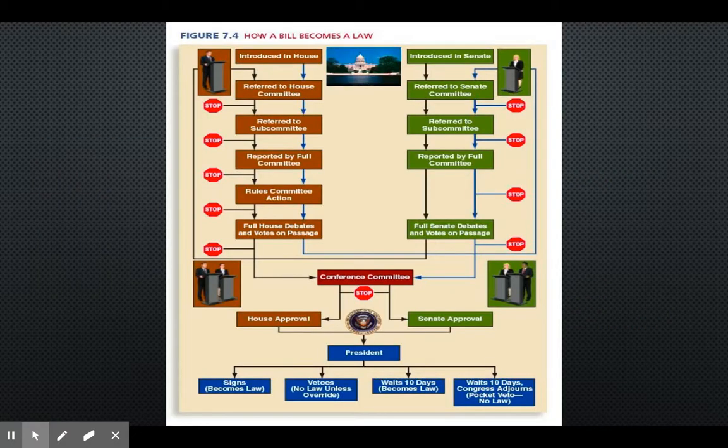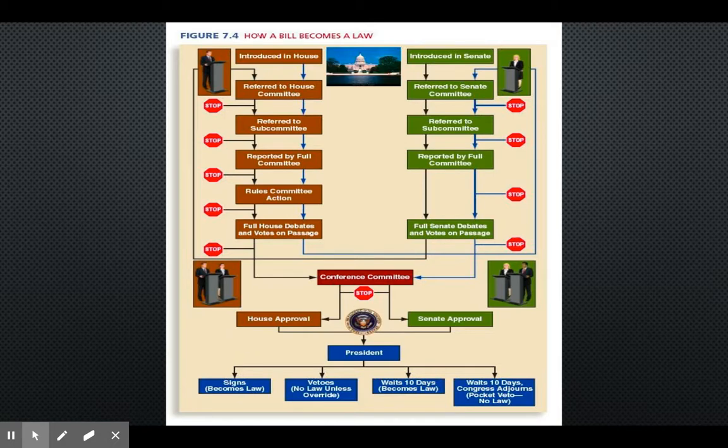So this is just a chart that you can look at that really kind of explains how a bill becomes a law. So it's introduced in either the House or the Senate. It goes to committees. From there, there will be a debate on the floor. Once it's passed in either chamber, it goes on to the conference committee where they reconcile those differences so that the House and the Senate are going to approve the same version of a bill.